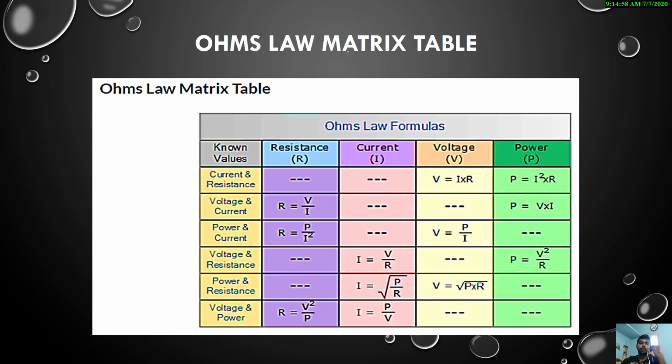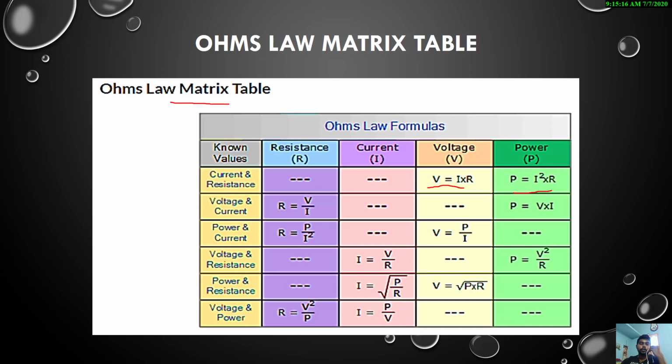Next is the Ohm's law matrix table. This is the matrix table. From that we can get the formulas. If the known values are current and resistance, we can use the formula V is equal to IR and P is equal to I square into R.